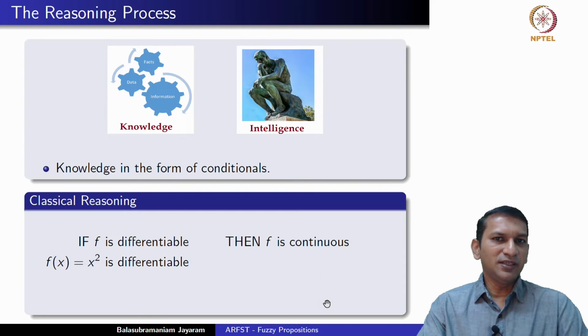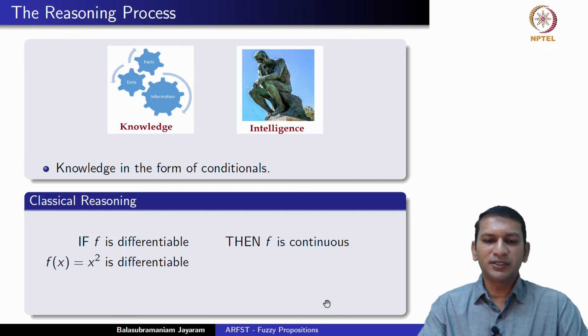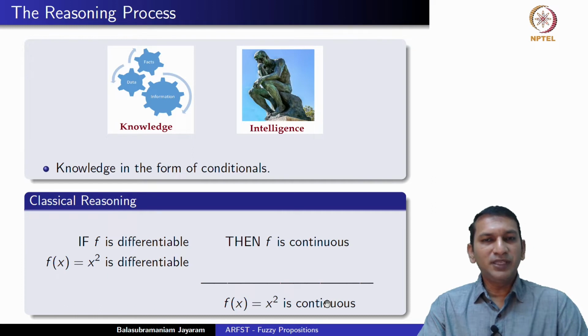Then we ask the question, given this piece of knowledge expressed in the form of a conditional and this new input, once again in the form of knowledge, that f of x is equal to x square is differentiable, what is it that we can infer from the general piece of knowledge that we have and a specific piece of information? And we see that from these two we can actually infer that f of x is equal to x square is continuous.